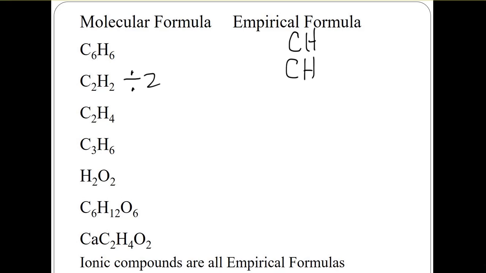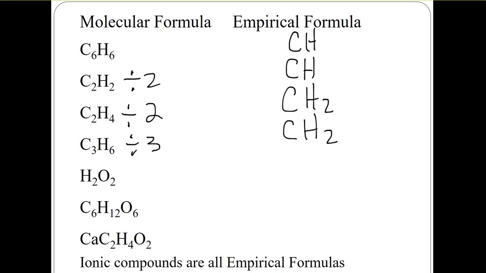Let's look at the next one. I see that a common number that I could divide through is also a 2, and I get CH2. This next one I would divide by 3. That would give me my lowest ratio, CH2. So there is a relationship with the empirical formula, or at least sometimes there is. There can be a relationship between molecules that have the same empirical formula.